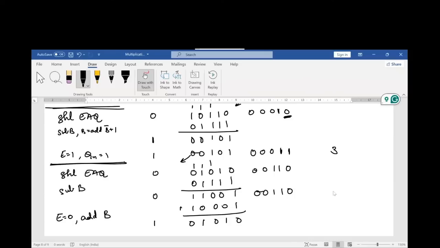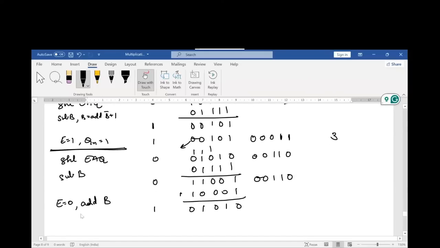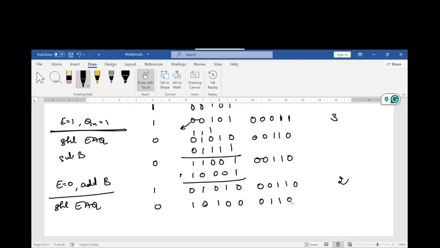So here what we did is we simply restored a. Okay, after doing this again repeat the same process. These will all remain the same and the sequence count would become 2. Again repeat the same process. SHL EAQ. This will become 0 1 0 1 0 1 0 0 0 1 1 0 0.